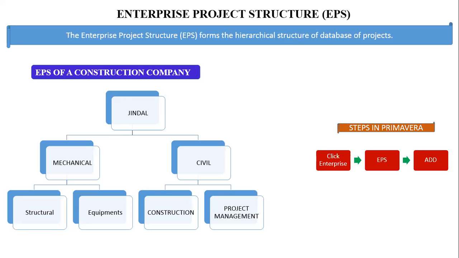Okay. These are the two important things: one is the organization breakdown structure, another is the enterprise project structure. Make a note of how we need to process this enterprise project structure in Primavera. Steps in Primavera: click enterprise, EPS, add.